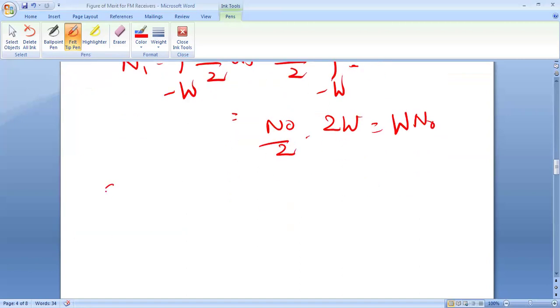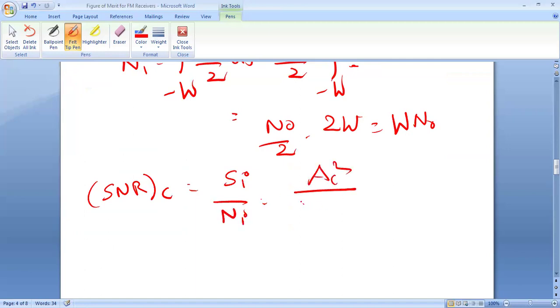Thus, the signal to noise ratio at the input of the receiver, or the signal to noise ratio at the output of the channel, is represented as Ac squared by 2 W N naught. That is Ac squared by 2W N naught. This is the expression for the input signal to noise ratio. Then we have to estimate the output SNR. So how to obtain the output SNR?